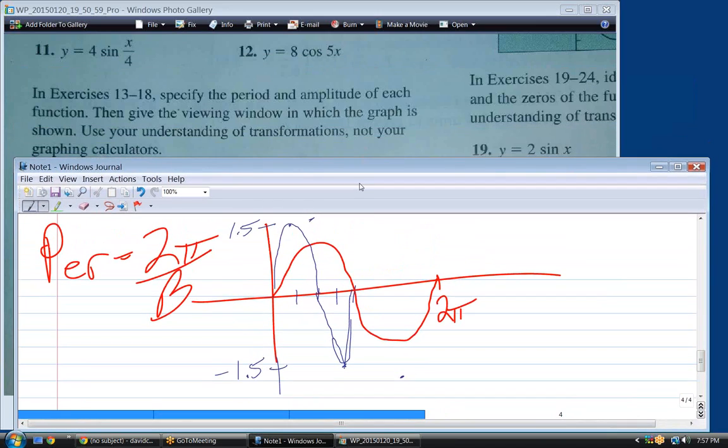Now, those points between them, would those just be like increments of pi over 4? Yeah, they would be. In order to answer this question, though, specify the period and amplitude. We've done that. But then give the viewing window in which the graph is shown.